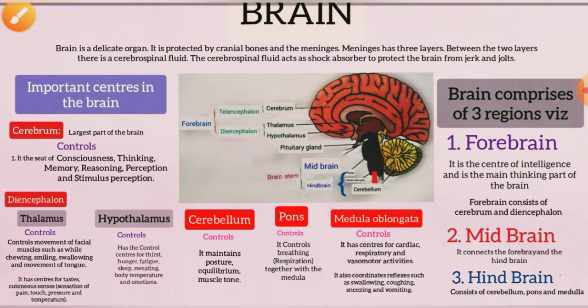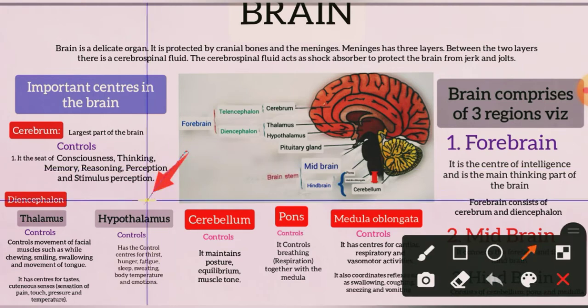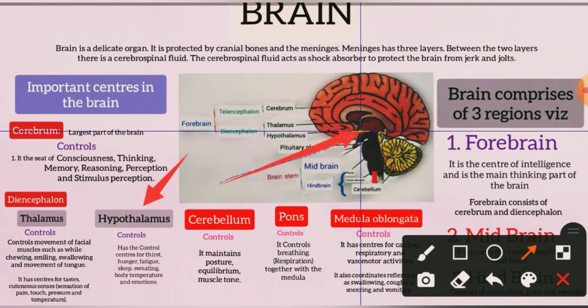And the next one, we have the hypothalamus. Look at this diagram. Where is the hypothalamus? It is just below the thalamus. And the hypothalamus controls fatigue, sleep, body temperature, and sweating.